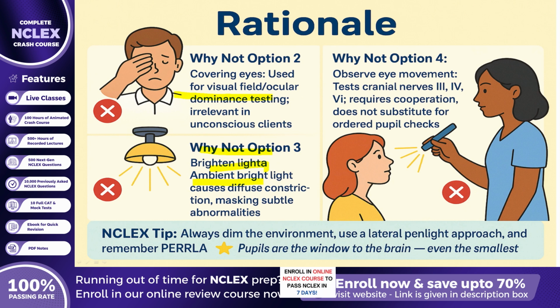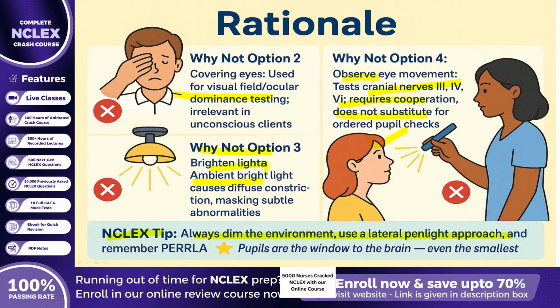Extraocular movement testing evaluates cranial nerves 3, 4, and 6, but it requires client cooperation. In an unconscious client, this cannot be performed voluntarily, and more importantly, it does not address the physician's order for frequent pupillary checks. To summarize with some high-yield pearls for NCLEX preparation, always dim the environment before assessing pupils.